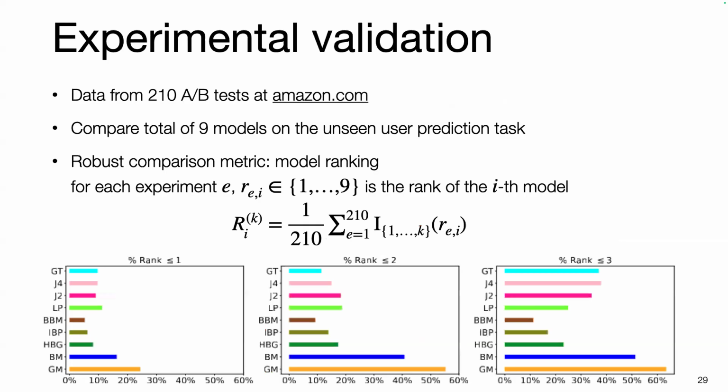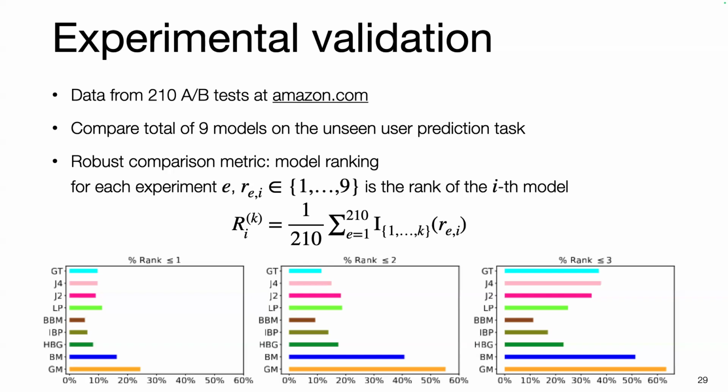Of course, we performed extensive numerical simulations to validate our model. In particular, here I'm reporting the result from a meta-analysis of 210 A/B tests, where we compare a total of 9 models on the unseen user prediction task. So basically, we have data for the first 7 days of this A/B test, and we want to extrapolate and estimate how many users will be active at the end of the 4th week.